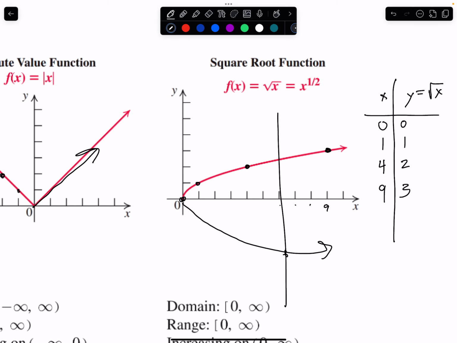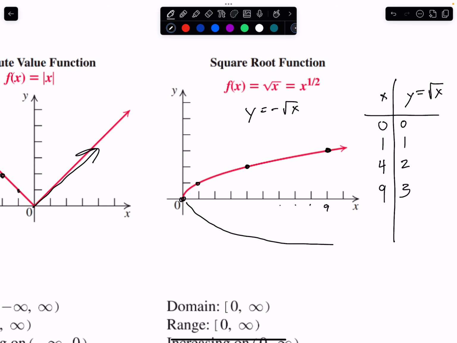But it's not a function if you can draw a vertical line and it goes through 2 points. Remember, we did that in the previous section. So for it to be a function, you can only have the top half or the bottom half. Now, if I have y equals negative square root of x, that would be the graph of that bottom half.